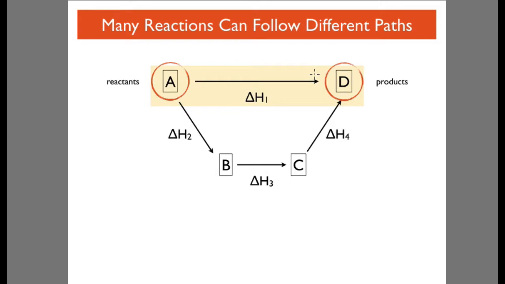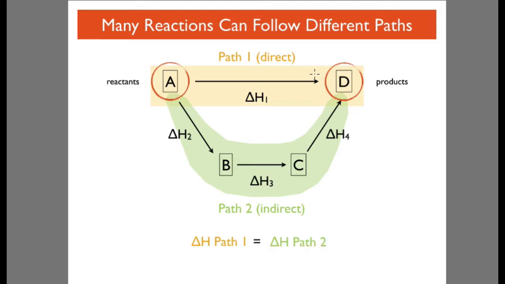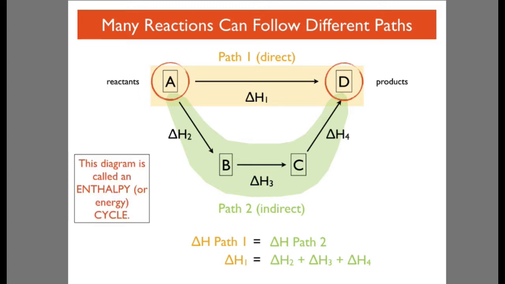Delta H1 will equal delta H2 plus delta H3 plus delta H4, the indirect path. So path 1 will equal path 2 with regards to enthalpy change. Delta H1 equals delta H2 plus delta H3 plus delta H4. This diagram is called an enthalpy or energy cycle. An enthalpy cycle.